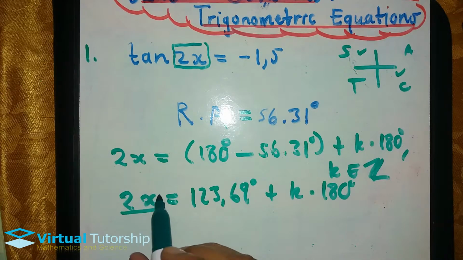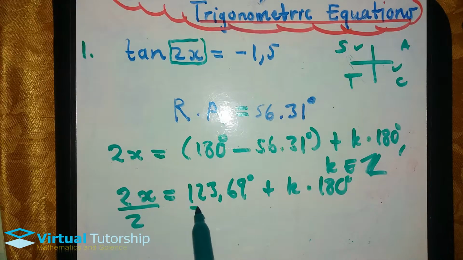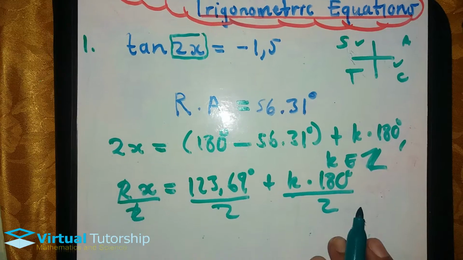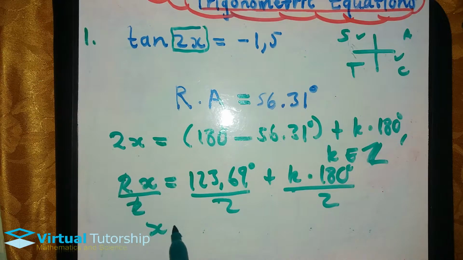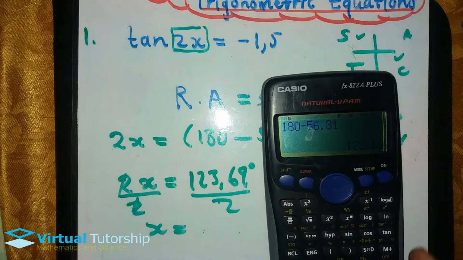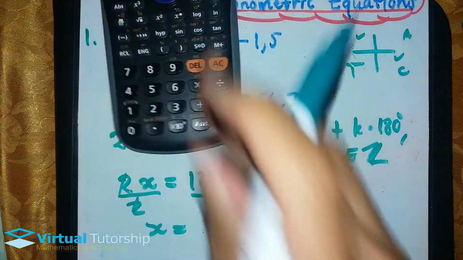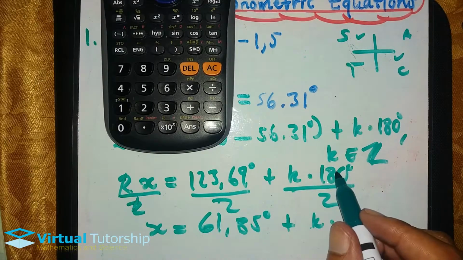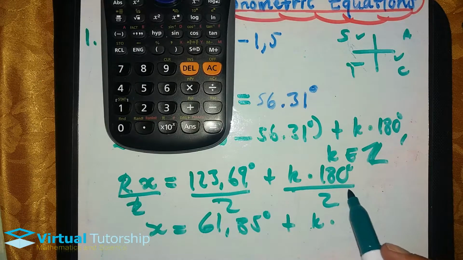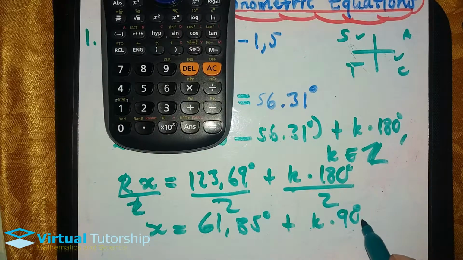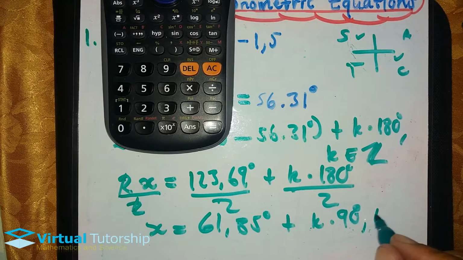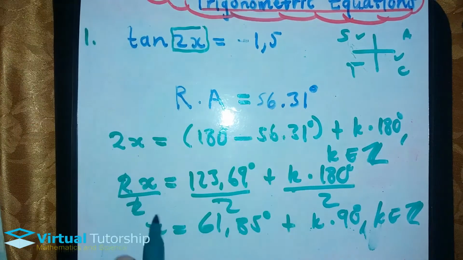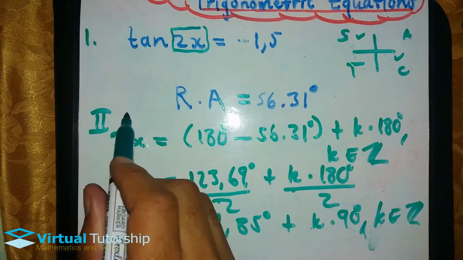But I'm solving for x, not 2x. So I'm going to divide on 2. I'm going to divide every term on 2 in this equation. So 2x divided by 2 is x. 123.69 divided by 2 is 61.85 degrees plus k times 180 divided by 2, it's 90 degrees. So k is what? Element of integers. So lena is solution for the second quadrant, ne?